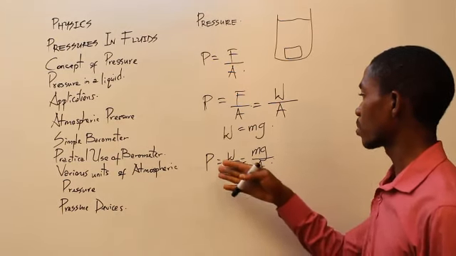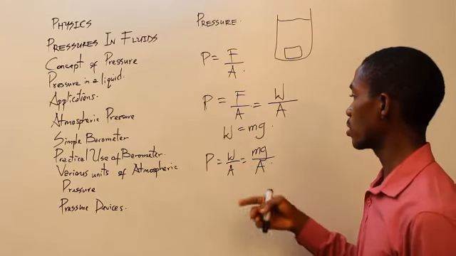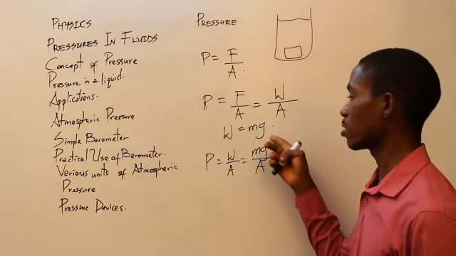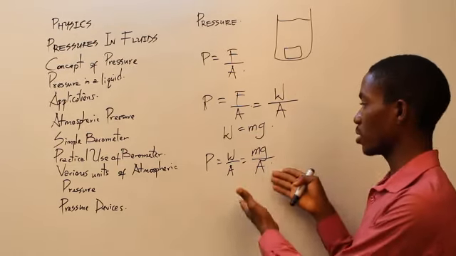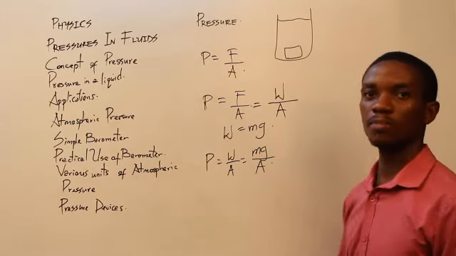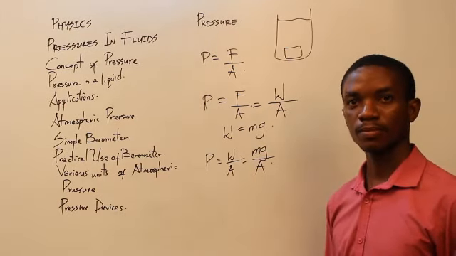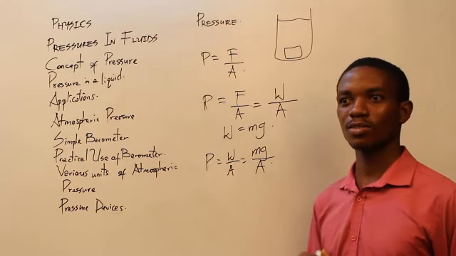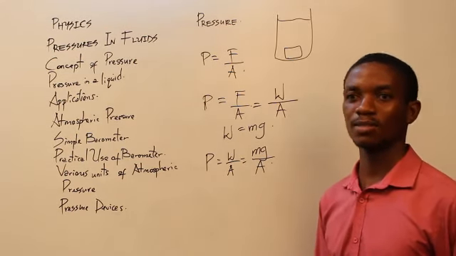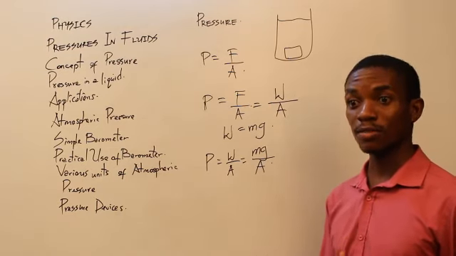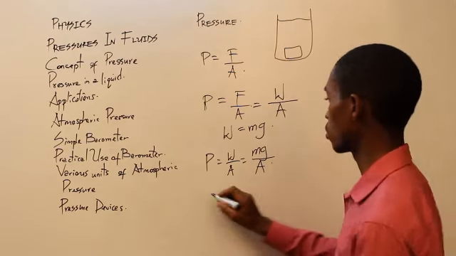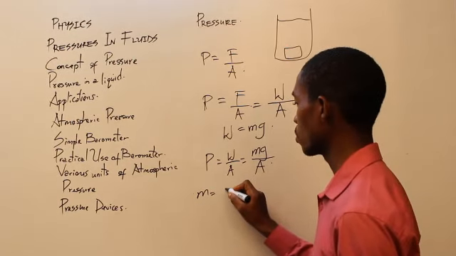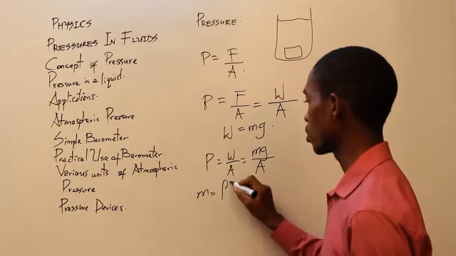So our weight is equal to mass multiplied by acceleration due to gravity, and when it is introduced, we have mg divided by A. Sometimes you can have problems when you're working with mass. But we know definitely that mass is always equal to density multiplied by volume.